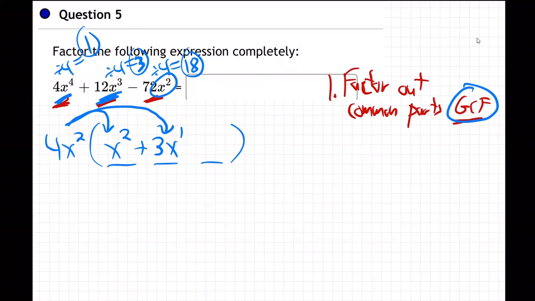Tracking with me? And then the last one, 4x squared times what? Be minus, we already know 18, right? I already divided and found the number, 18. And that's all I need. 4x squared times 18, 4 times 18 is 72. We already have x squared. I don't need to put any more x's.